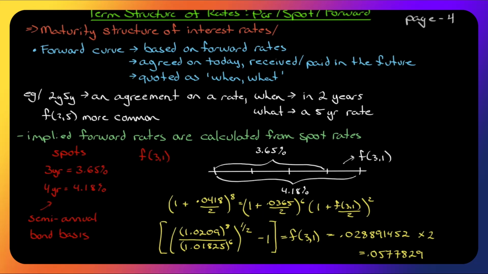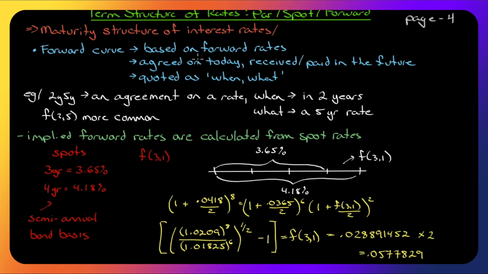Just a little spoiler alert, the forward curve is just a mathematical result of the spot curve. We don't actually observe forward rates, we calculate forward rates from spot rates. And it's just a mathematical equality. That's all a forward rate is. So let's have a look at what we have.